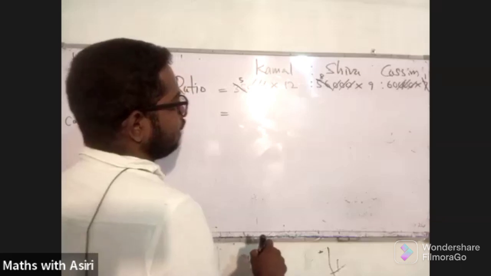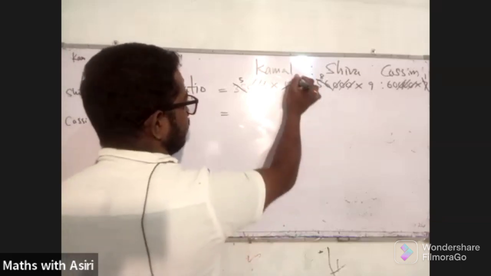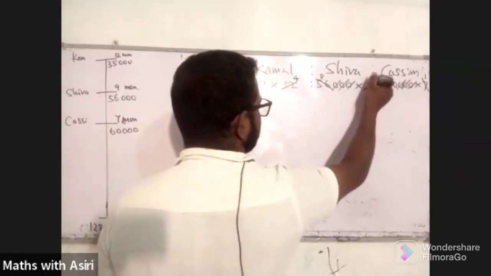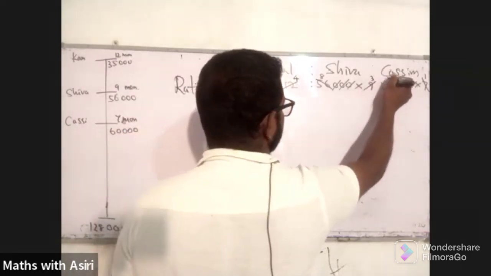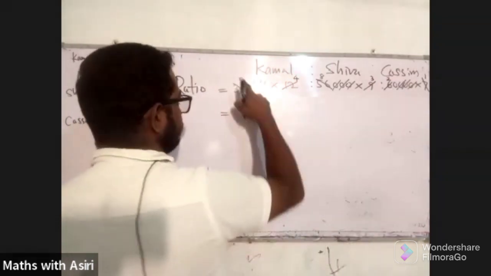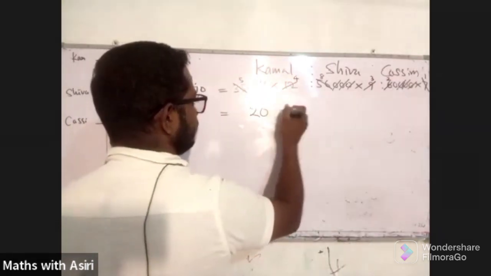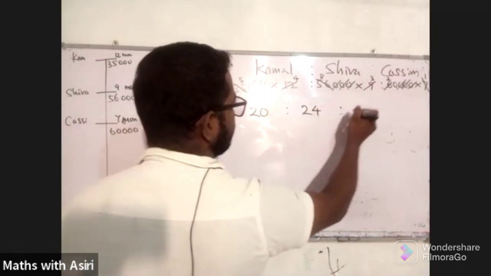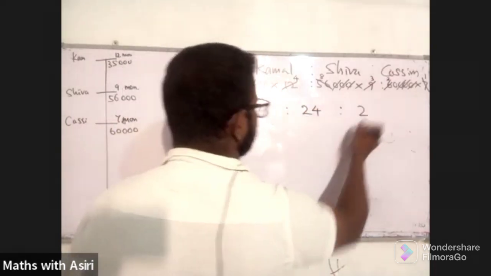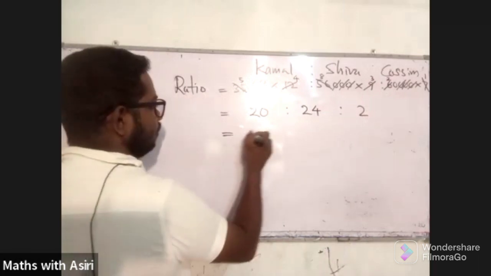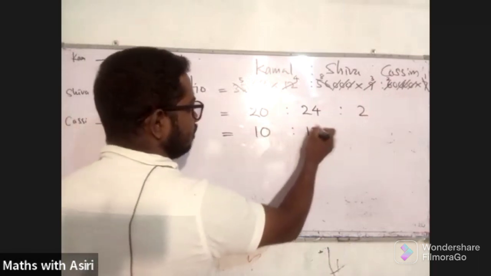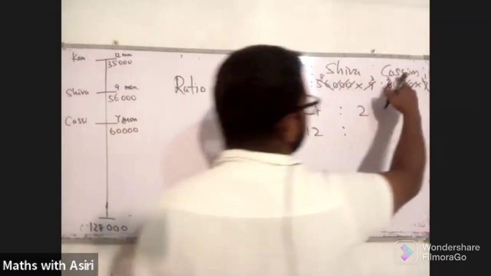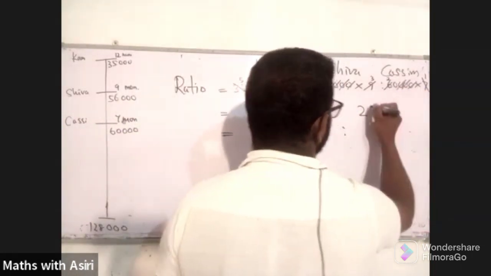Again we can divide by 3. 12 divided by 3 is 4, 9 divided by 3 is 3, 6 divided by 3 is 2. 5 times 4, 20. 8 times 3, 24. 2 times 1 is 2. Again it can be divided by 2. 20 times 1 is 20.